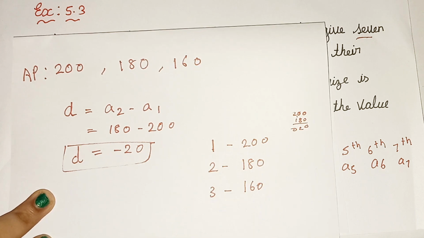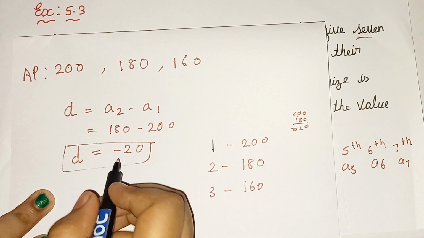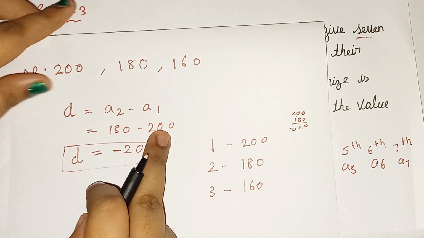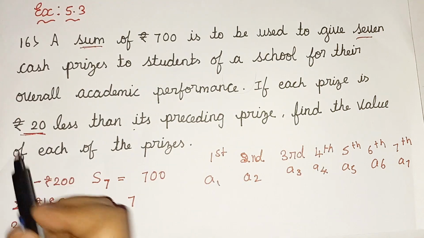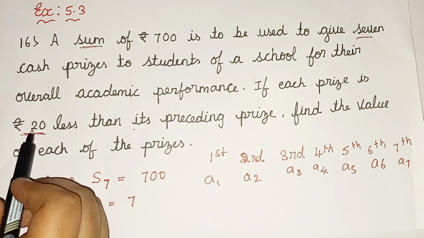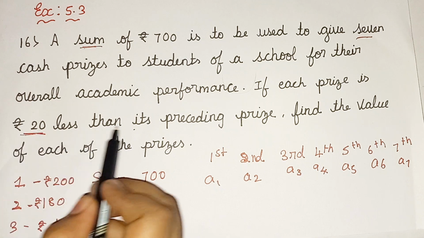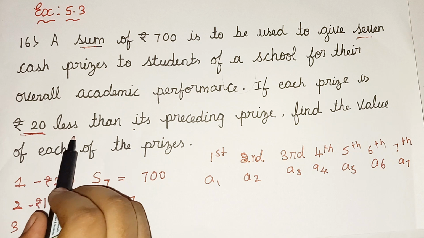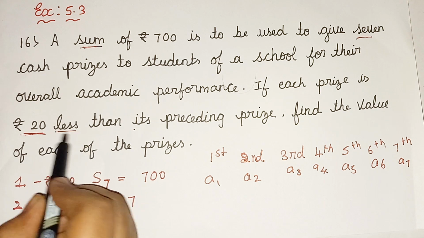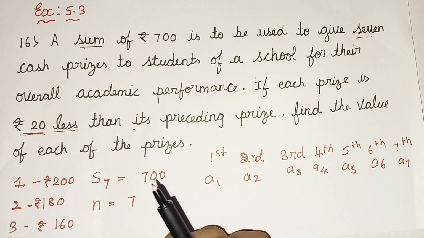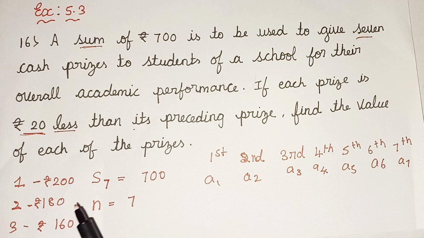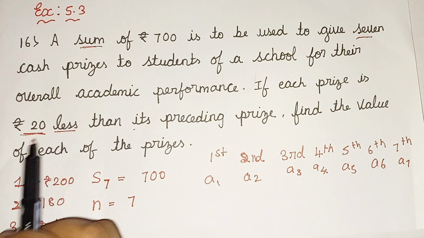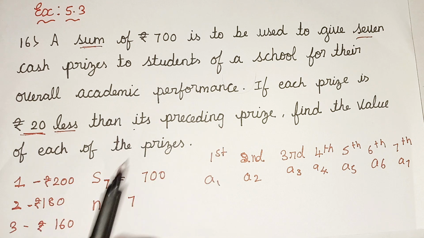Just because they are reducing, it is minus. I know it is difficult to understand, just see. In the question itself we have rupees 20, isn't it? They mentioned rupees 20 less than its preceding price. That means here I can say the common difference is minus 20. You can see the word less, isn't it? Likewise we can understand, but in most questions we should not rely on the word less.